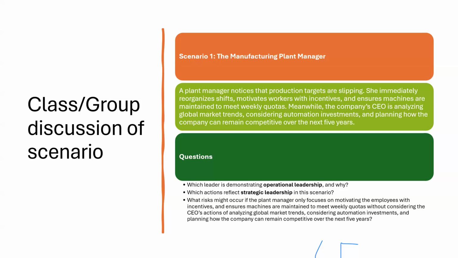The plant manager is the operational leader because the operational leader is more of a short-term or immediate kind of response to situations. In this case, some of the things she did was that she immediately recognizes the shift, reorganizes the shifts, motivates workers for immediate outputs, and then maintains the machines quickly to meet the quotas. So in the short term, she mitigates the issue, and that's what the operational leader does. Thank you very much, Ahinakwa.